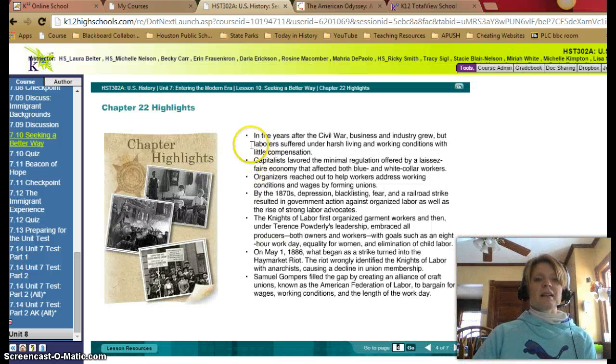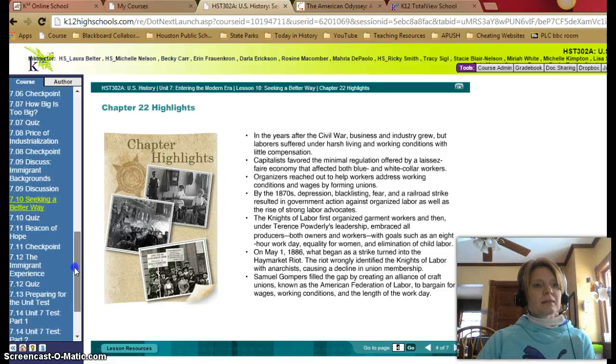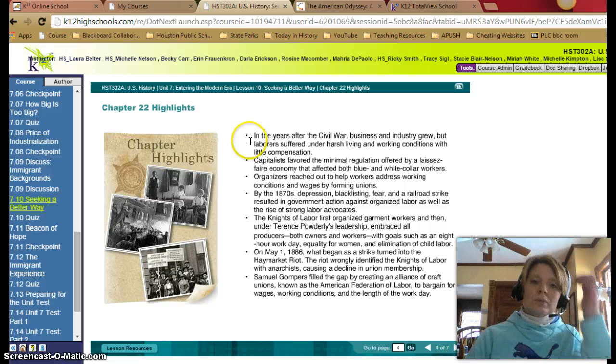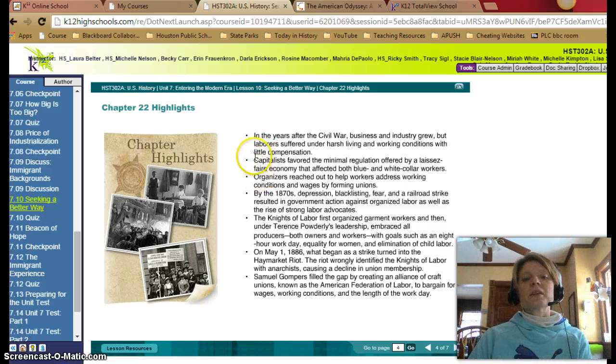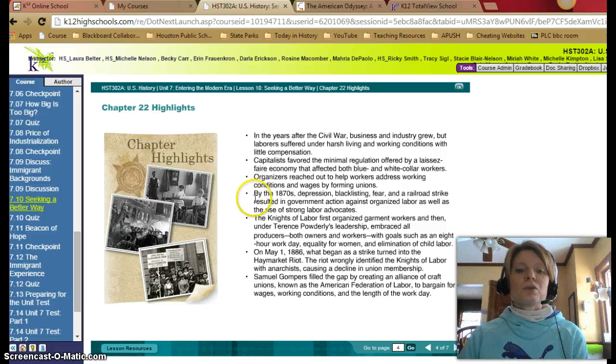Let's look at the Chapter 22 highlights. This is what you'll have to review in order to be successful on the 7.10 quiz. So looking back, that'll be covering lesson 7.08 and 7.10. That's what's going to be on your 7.10 quiz. In the years after the Civil War, business and industry grew, but laborers suffered under harsh living and working conditions with little compensation. Capitalists favored the minimal regulation offered by laissez-faire economy that affected both blue and white-collar workers. Organizers reached out to help workers address working conditions and wages by forming unions.